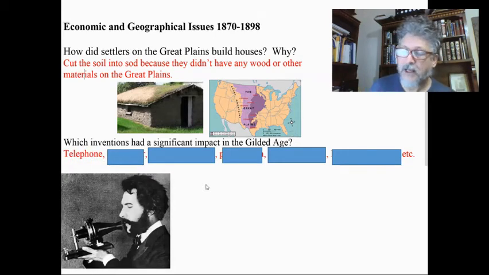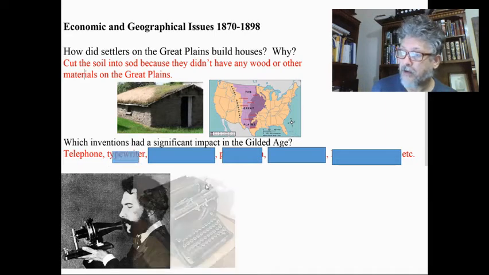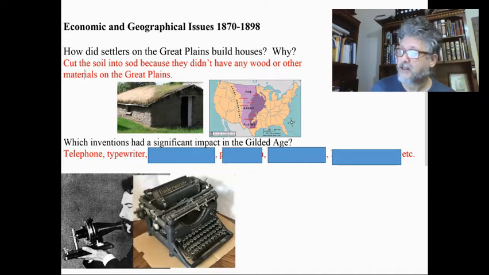One of them was the telephone. That's Alexander Graham Bell. That's the man who invented the telephone. He actually worked with the deaf, and he developed this telephone, and it completely revolutionized communication, obviously. Now, it wasn't like our phones today. You didn't have smartphones, but still you were able to communicate over long distances instantaneously.